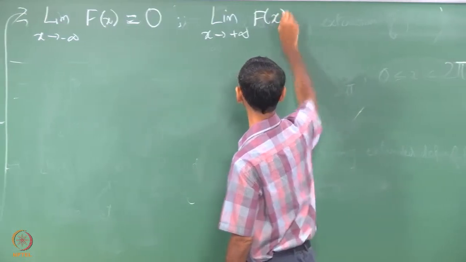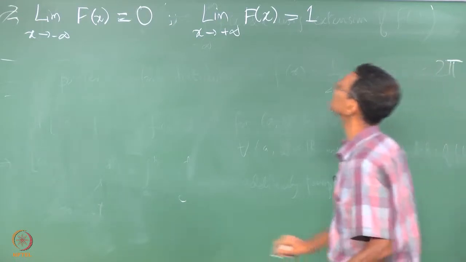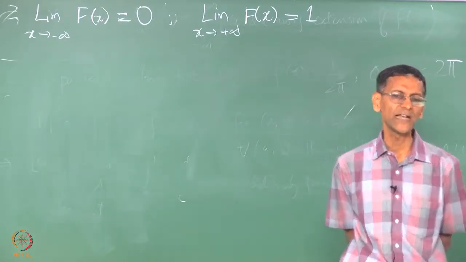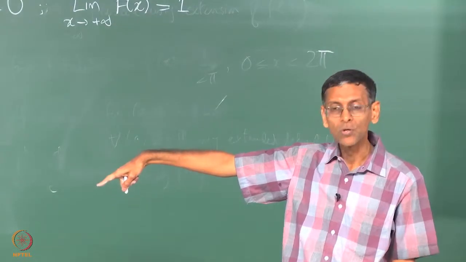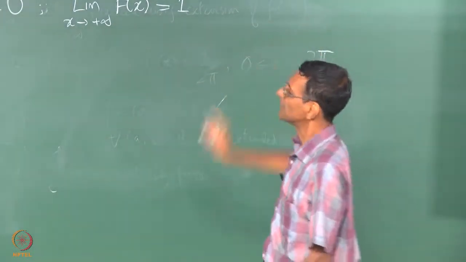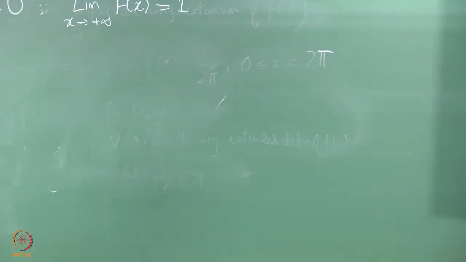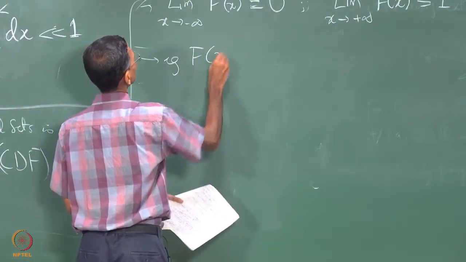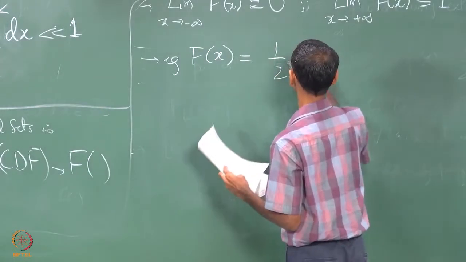and as x goes to plus infinity, you want this to be 1. In other words, F starts out at 0 at minus infinity and ends up at 1 at plus infinity, and in between what does it do? It does not decrease. So it monotonically increases if you want, but it can stay flat also. So for an example of such an F, if I want to define something for the entire real line, I can define something like this.